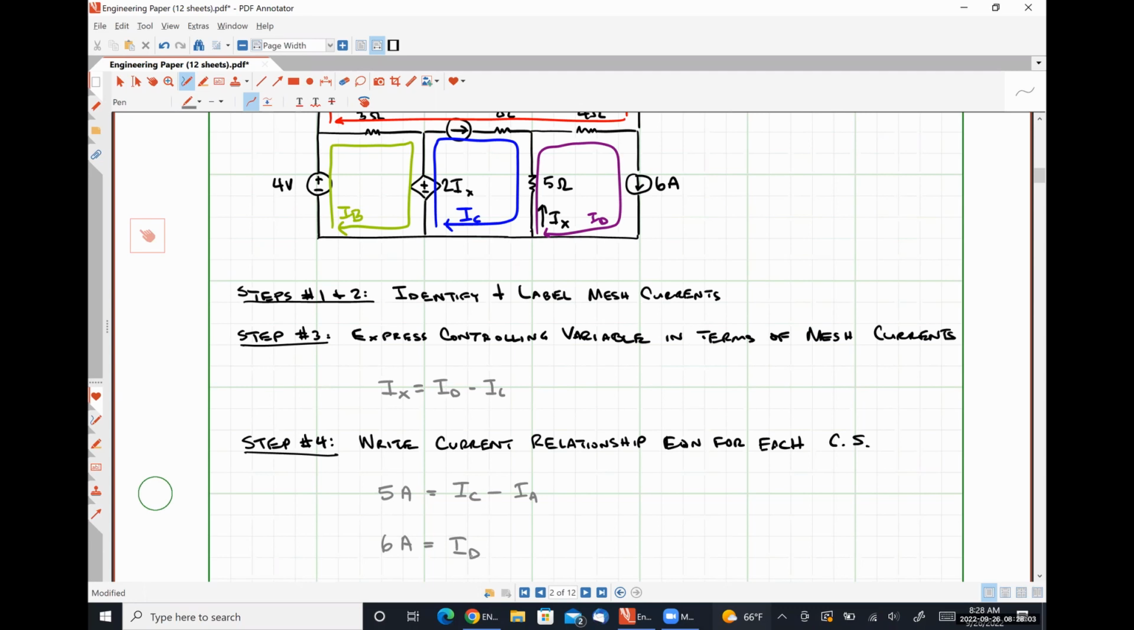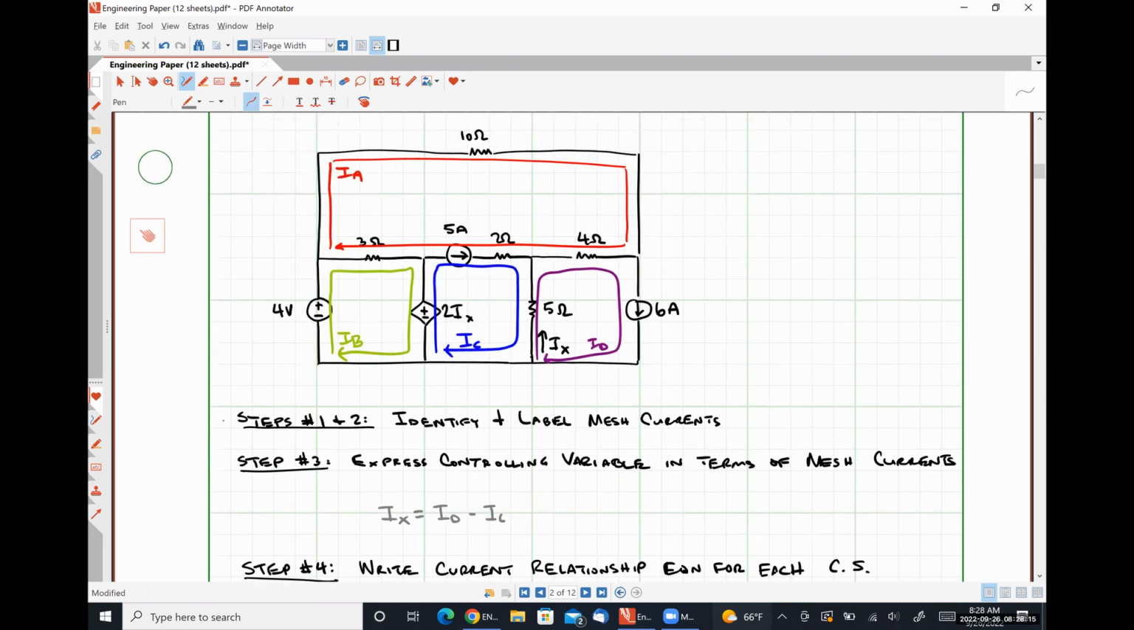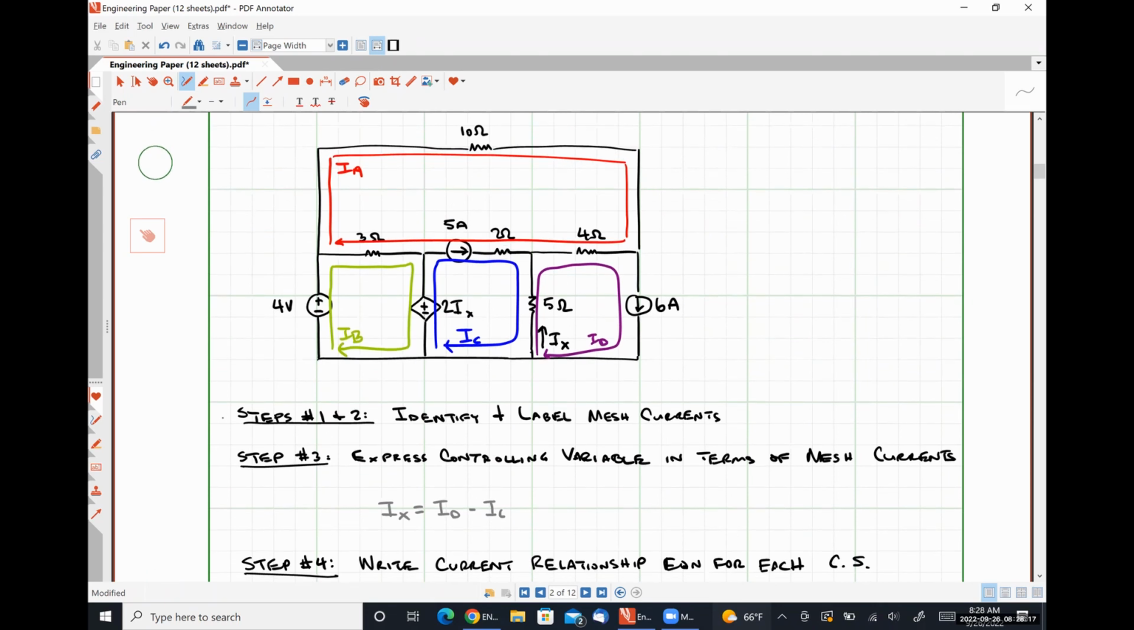Okay, so we're now ready to move on to writing our Kirchhoff's voltage law equations. Before we write anything down here, I want to talk our way through what's about to happen, and then we'll talk about how we are going to fix it, okay?